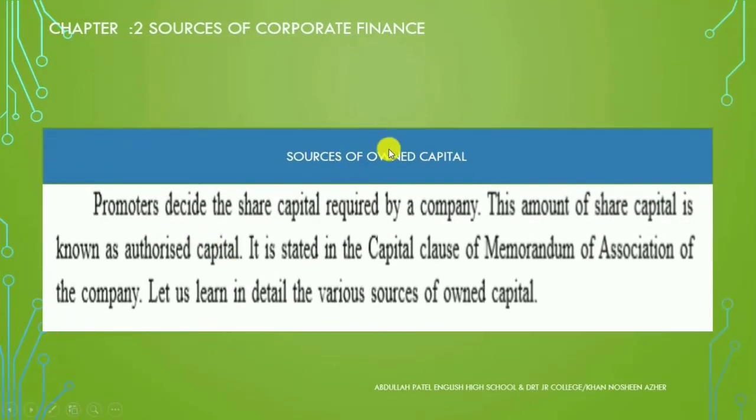So how will you decide your own capital requirement? Promoters. The promoter decides the share capital requirement of the company. Promoter means the initiator who takes the decision to start up the business. This amount of share capital is known as the authorized capital. Authorized capital means the capital amount which is given in your memorandum. It is stated in the capital clause of the memorandum of association of the company.